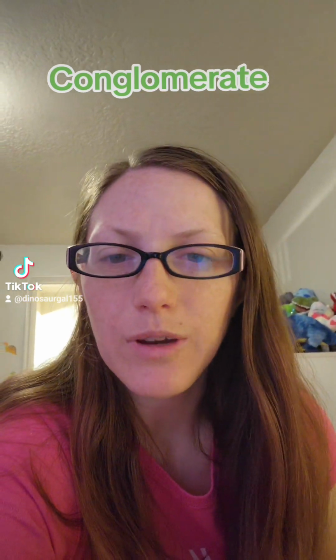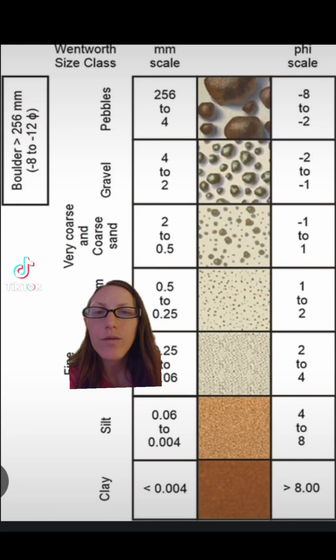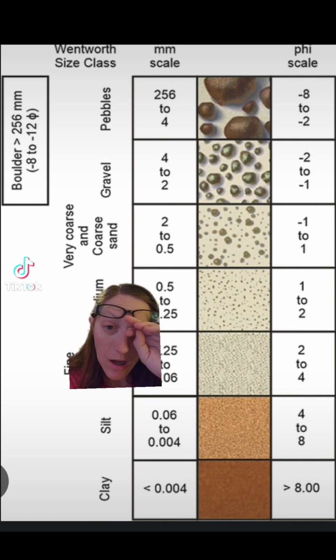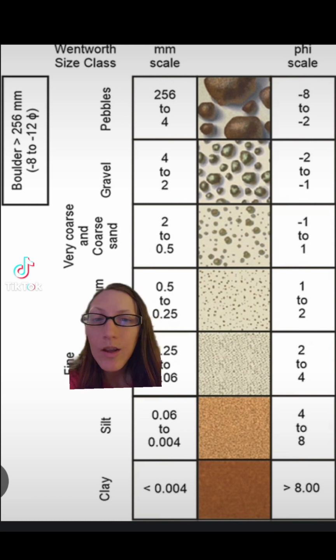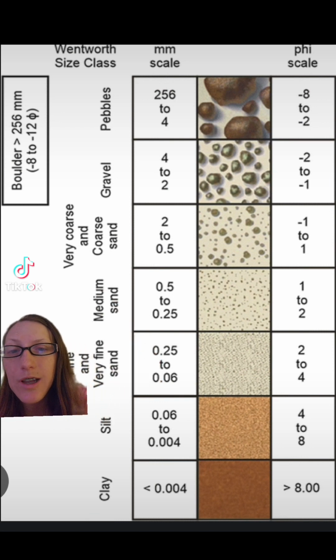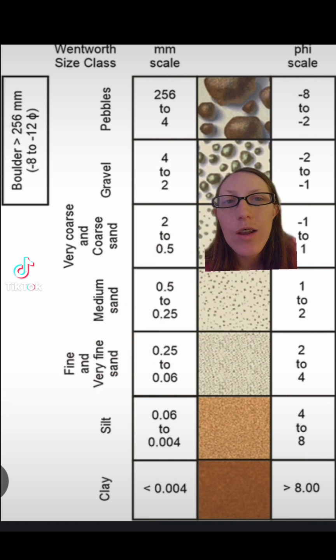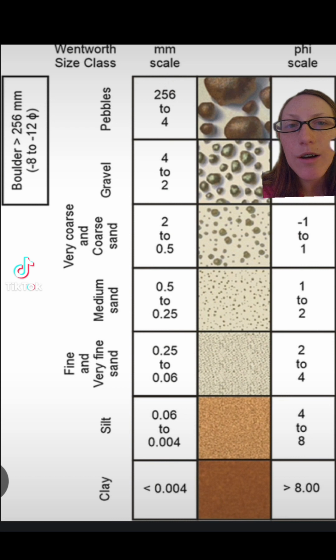So what do I mean by grain size? Here's a grain size chart, which is how geologists determine what size grains we have. Start at clay and go all the way up to pebbles. So our conglomerates sit somewhere up here within these two, our gravel and pebbles.